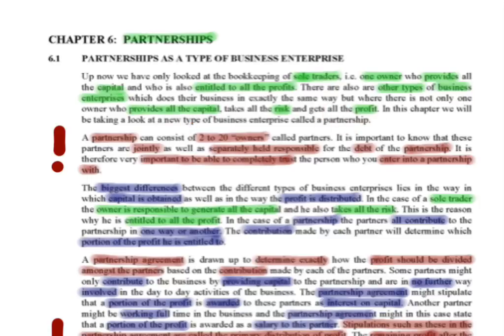A partnership can consist of 2 to 20 owners, who are also called partners. It is important to know that these partners are jointly as well as separately held responsible for the debts of the partnership. What is the meaning of this? It is very important that you know this concept: jointly and separately held responsible.